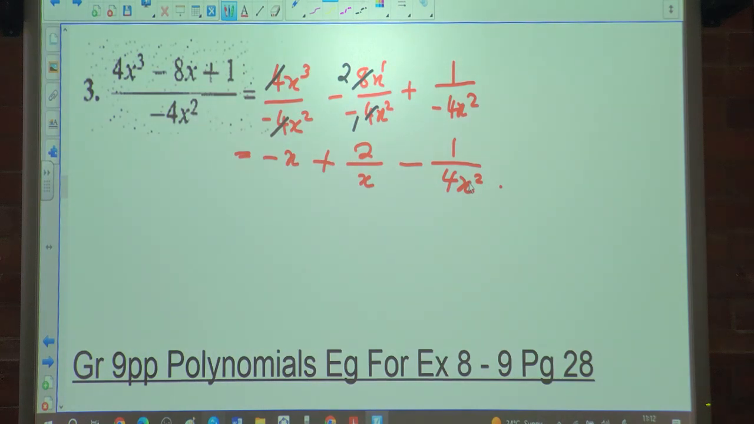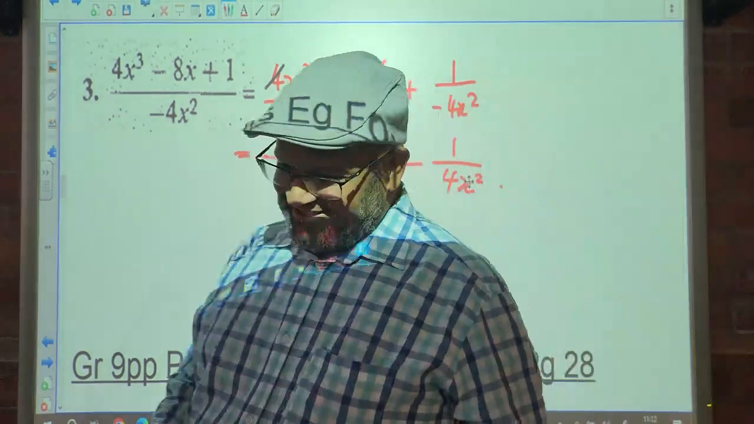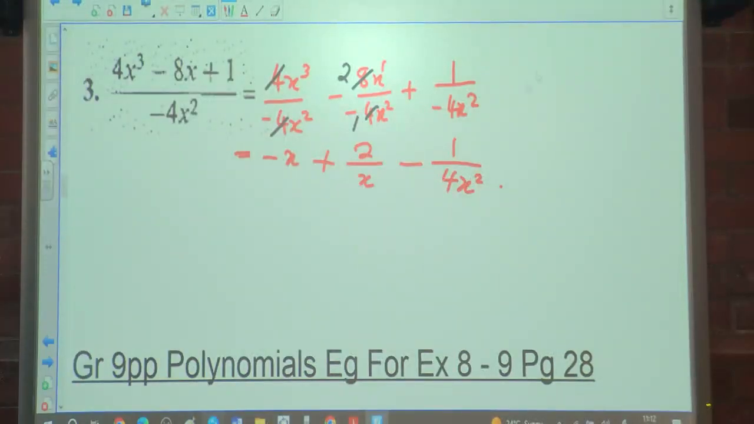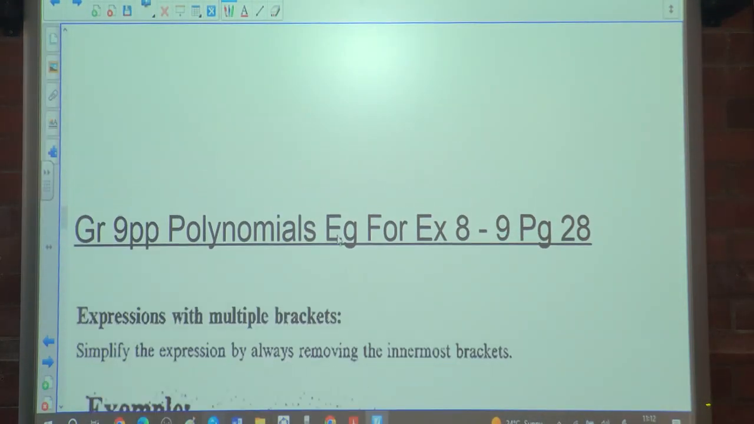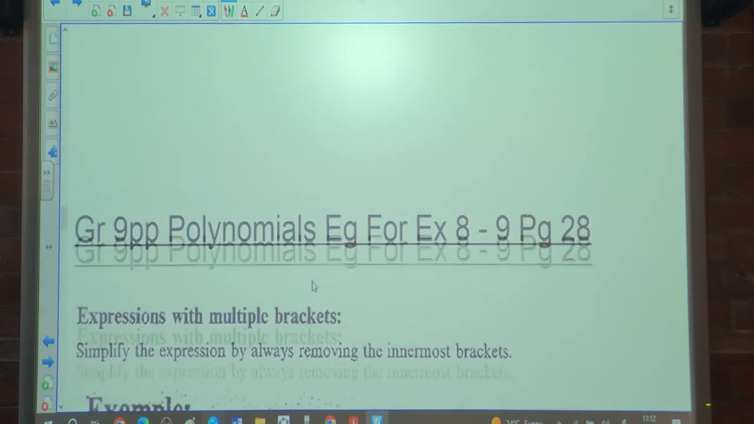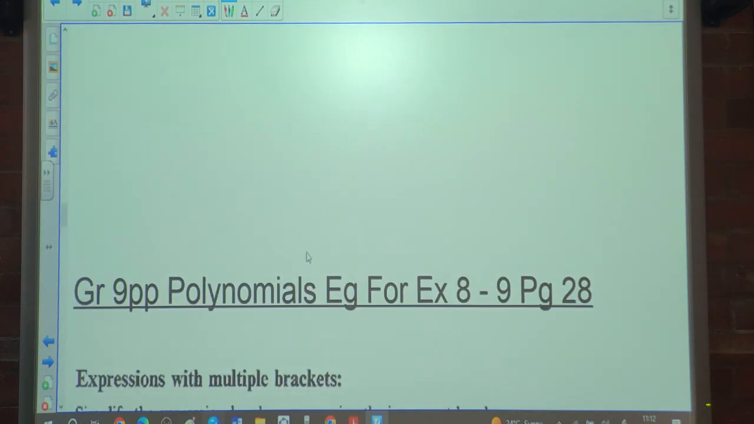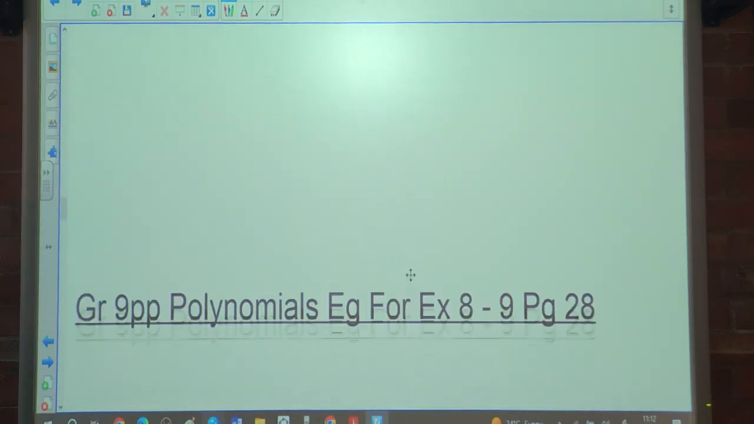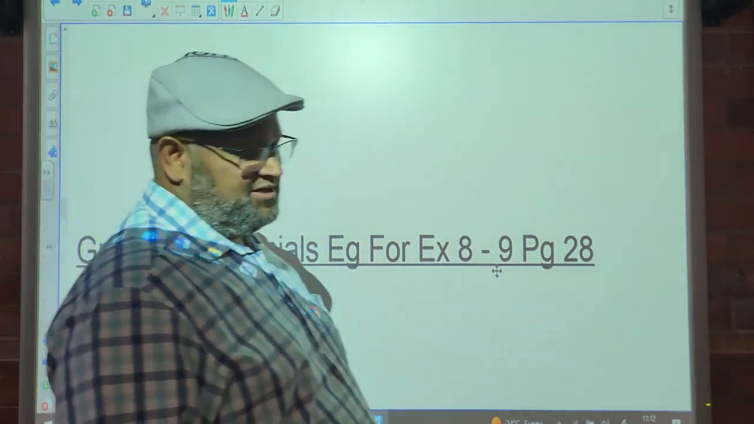Okay, then there's another one. Oh my god. Of course there's another one. There's always another one. No, there isn't. Okay. So that basically brings us to the end of the examples for exercise 9 on page 28.